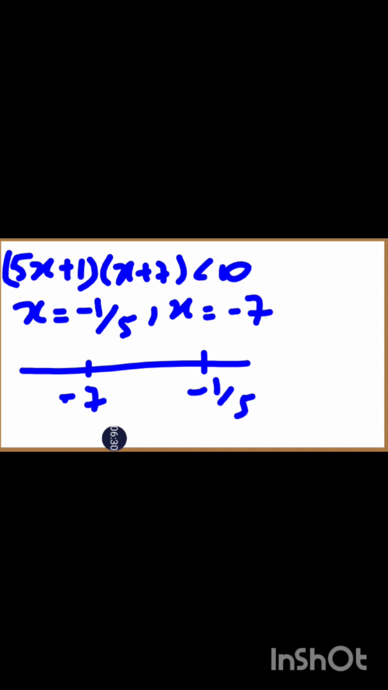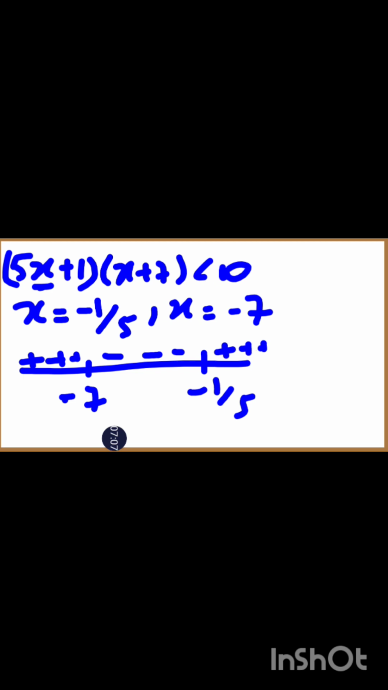Negative 8. If you put negative 8 here, you substitute, it will be negative 40 plus 1, negative; negative 8 plus 7, negative; negative times negative is positive. Now between negative 7 and negative 1 over 5, we take, for example, negative 2. We put it here, this will be negative, but this will be positive. A number greater than negative 1 over 5, even 3. You put 3 here, 3 times 5 is 15 plus 1, positive, positive, because you are interested in the sign. All positive.